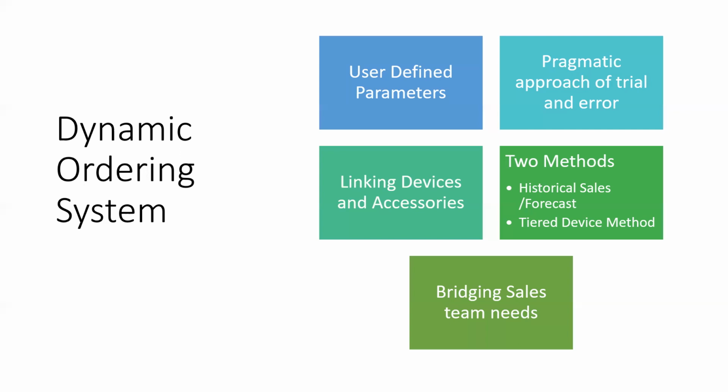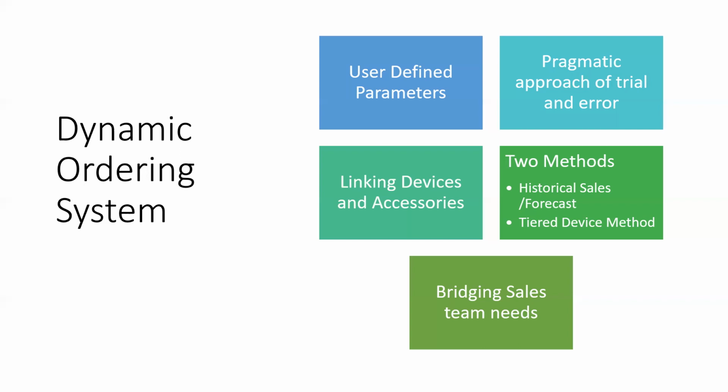And then third, a dynamic system should link devices and accessories. You should be able to know at any given time how many cases you have for a specific device, and what colors you have. And fourth, we should be looking at 2 methods of ordering and look at the higher of the 2. One of the methods is the most obvious one, historical sales.